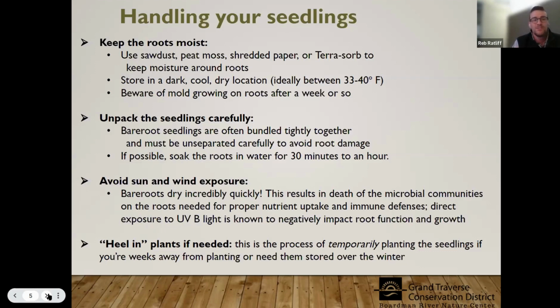that short amount of time you're transferring them from their package or your bucket or whatever you have and into the ground, you want to make that a seamless process. Don't have them lying on the ground, exposed to the sun or the wind. Keep them covered and make sure they go into the ground as closely to the condition that they came from the nursery as possible. And if you can't get them in right away, there's the process of temporarily planting the seedlings, if you're a few weeks away, or if you even need to heal them in over the winter.